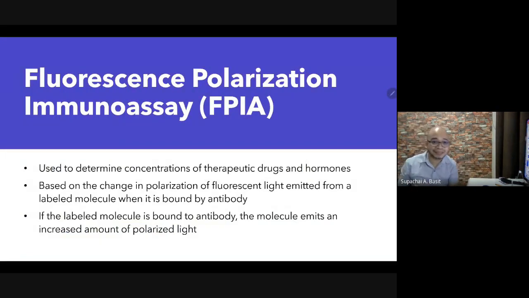So there's another twist to our fluorescent immunoassay, and we call it the FPIA. FPIA is used to determine the concentrations of therapeutic drugs and hormones. It is based on the change in polarization of fluorescent light emitted from a labeled molecule when it is bound by antibody. Okay? So if the labeled molecule is bound to the antibody, the molecule emits an increased amount of polarized light. So the more polarized light that is present, then the more antibody.